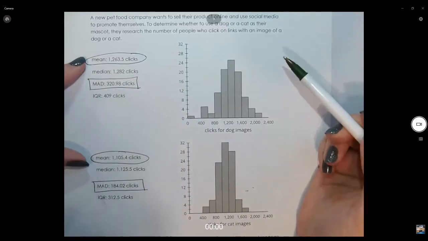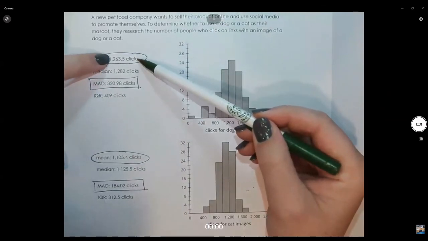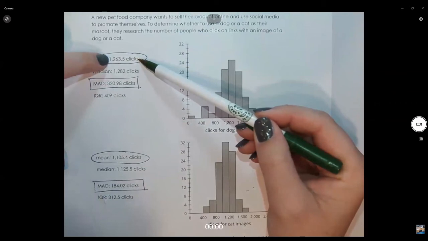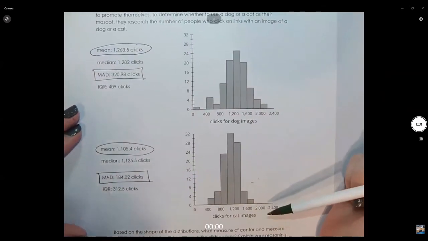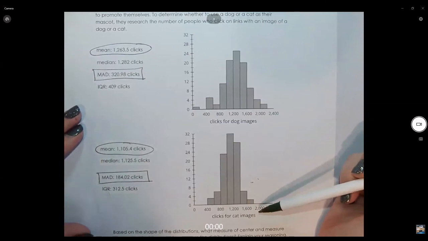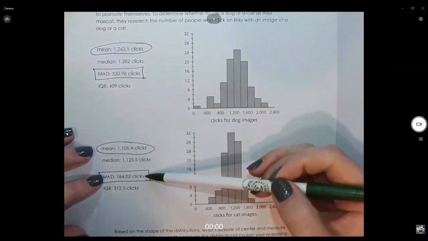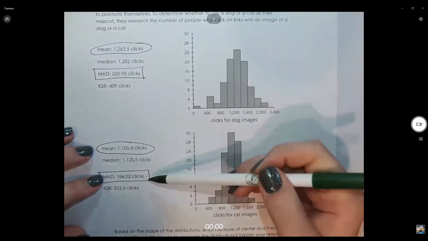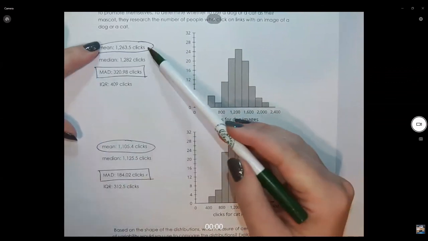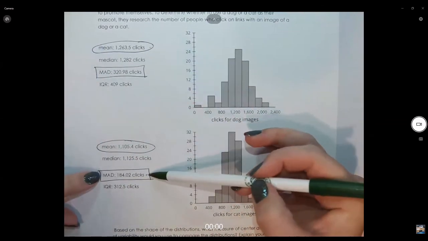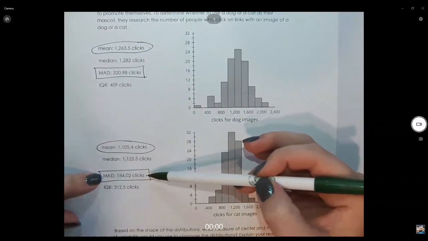We want more clicks. So you see that these numbers of clicks are higher. So according to the average, we would want dogs. But if you look, we would want a little bit less variability. You can see that this has more consistent clicks than this. So we would need to determine, do they want more clicks on average or do they want more consistent clicks? So we want to talk to the food company about that.